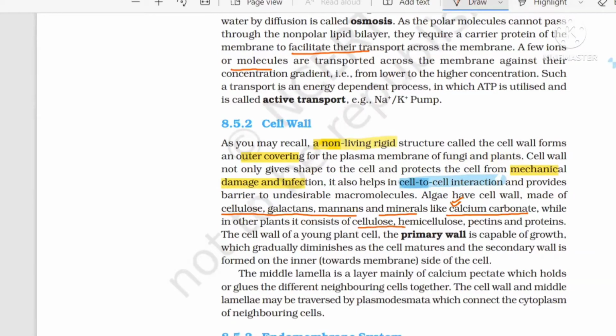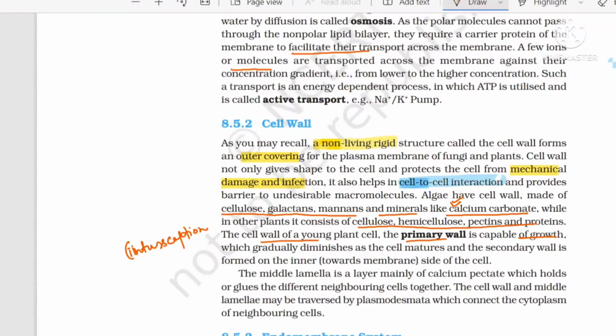Plants have cellulose, hemicellulose, pectin, and protein. You know very well, the primary cell wall is capable of growth. That is why meristematic cells go for elongation. The cell wall of the young plant cell, especially the primary cell wall, is capable of growth. Okay, so which type of growth can you write down? That is known as intussusception growth. Intussusception growth means addition of material within the existing one. This type of growth is the growth in which you are adding the material within the existing one.